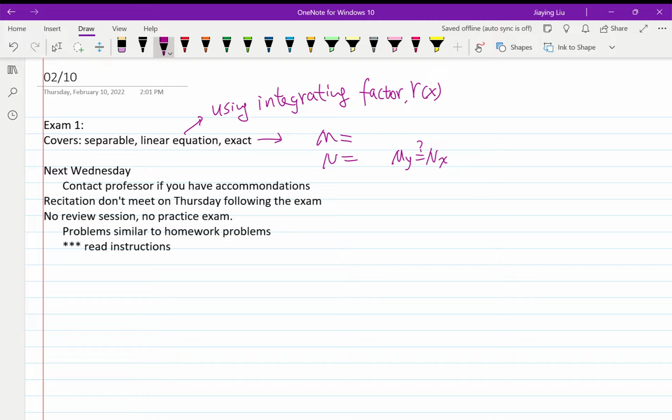If you have accommodations, please contact Professor Gibson, I would say probably today or tomorrow. That way he can make arrangements for when you come in to take it or where to take it. There's no recitation on the first day after the exam, so enjoy the day off.